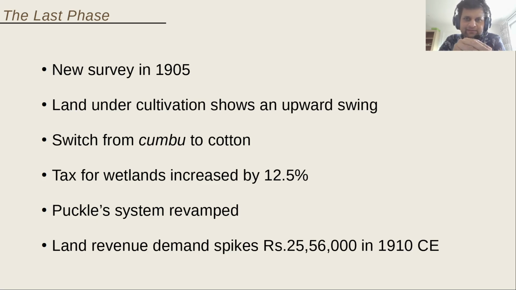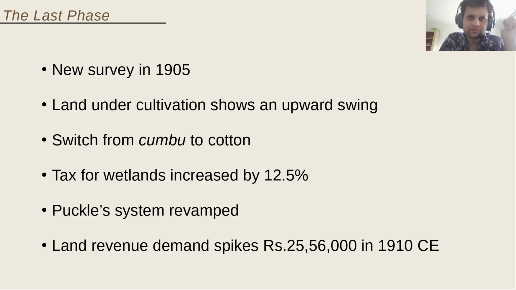We are now talking about the last phase, which is from 1905 to 1947. Till absolutely then, the British had no intention of loosening their grip and tried to extract as much as they could. The Second World War period was the period of the biggest loot of India, so I'll create a separate series on that, and they got away without paying us anything. Puckle's system was revamped to close these loopholes, and the land revenue demand went up.